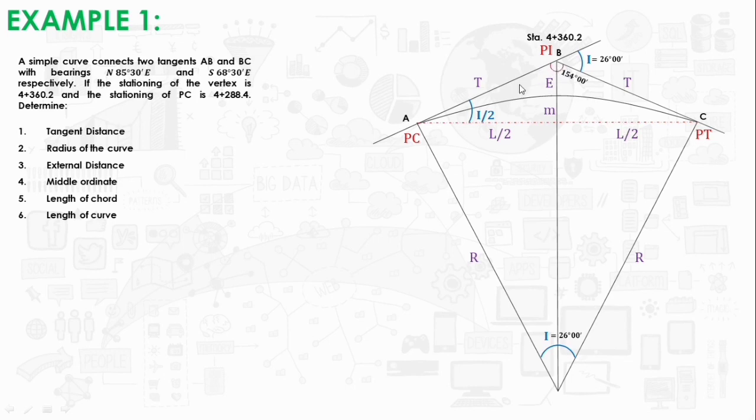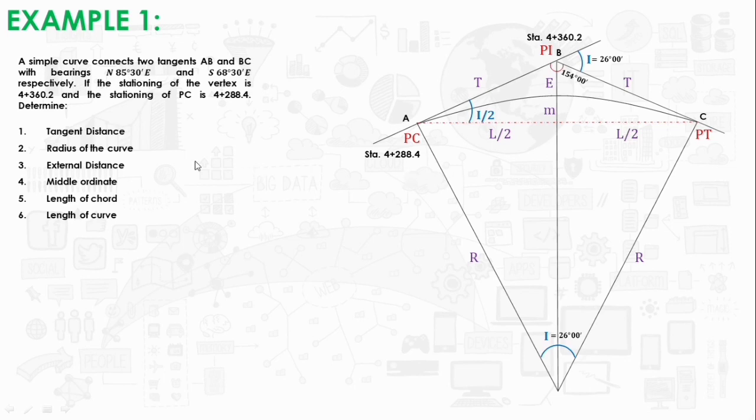Given also yung stationing ni PC and the vertex. Ano nga yung si vertex? Diba si vertex is the point of intersection, also known as the vertex. So, stationing vertex is 4 plus 360.2. And the stationing of PC is 4 plus 288.4.